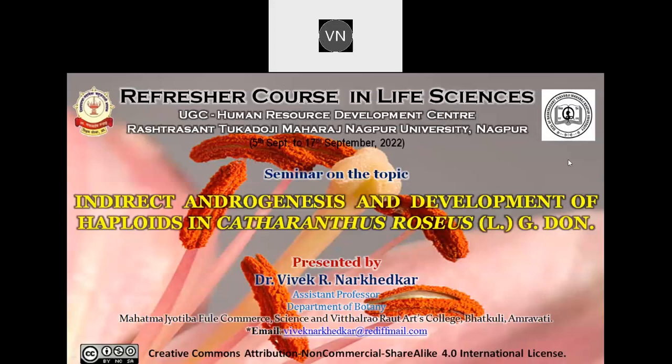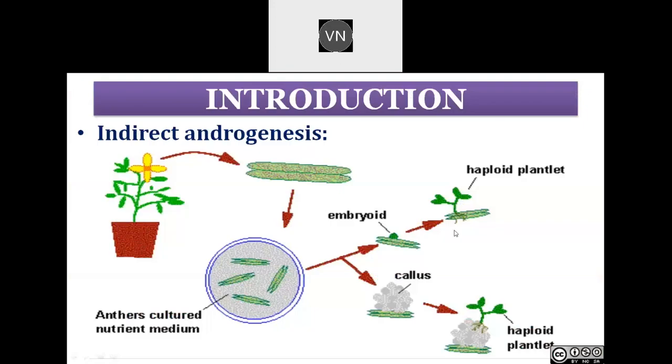I am Dr. Vivek Narkhedkar, and I am going to talk about the topic indirect androgenesis and development of haploids in Catharanthus roseus. This is a very preliminary part of my research work, which I did at the very beginning of my research topic. Now, let's come to the introduction.